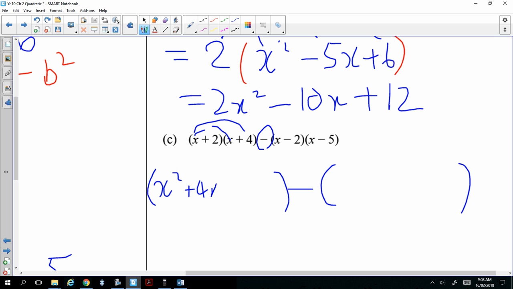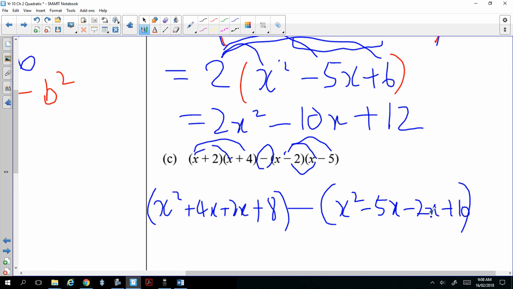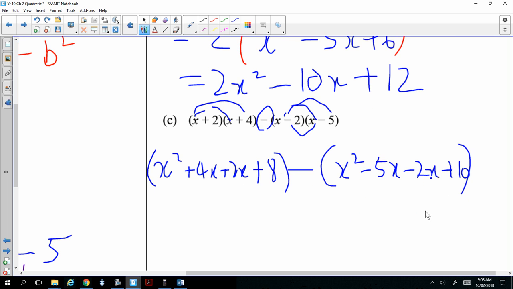And do the same thing with the other one. X times x is x squared, x times negative 5 is negative 5x, negative 2x, plus 10. And then you need to collect like terms. So how do we collect like terms? So this was x squared plus 6x plus 8, like that. And the other one is x squared minus 7x plus 10. Again, put the bracket because you're going to subtract them.